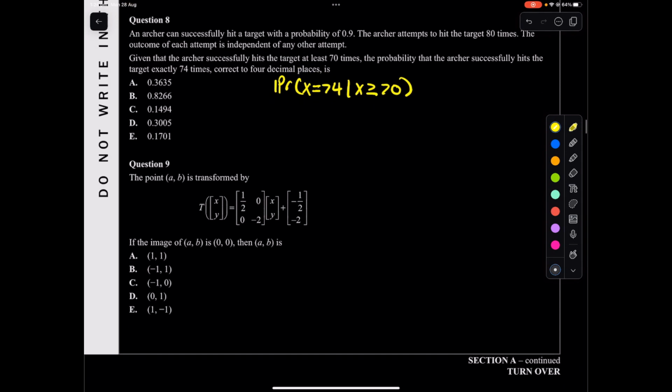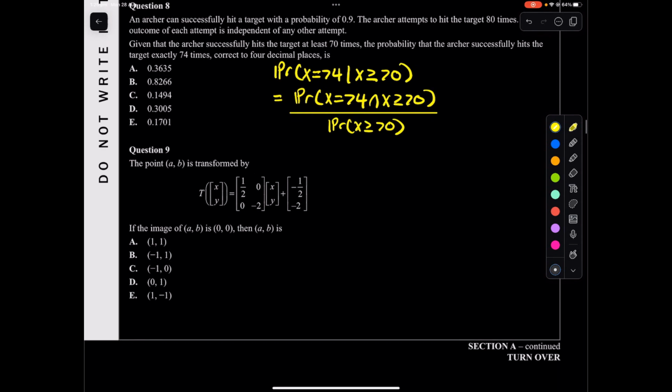Okay, so first let's try to find, this can be simplified to the probability of x equals 74 intersection x is greater or equal to 70 all over the probability of x is greater or equal to 70. I can simplify this one right over here by just drawing a graph. So imagine this here is 70 and this point is 74, and we know that x is greater than 70. And when do they intersect? They only intersect at x equals 74, right on this point.